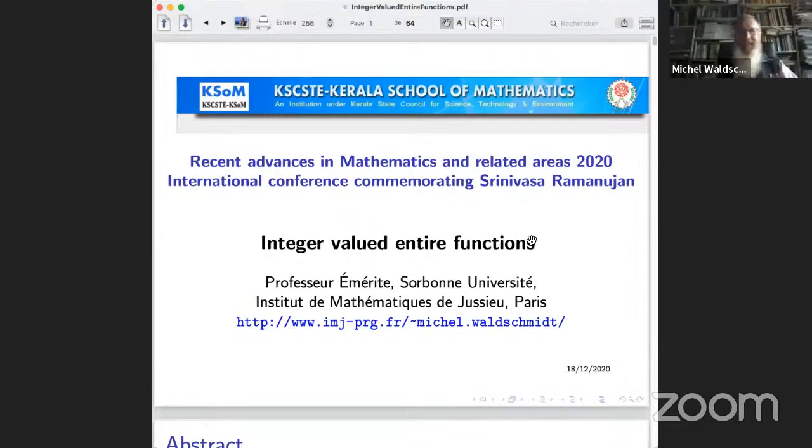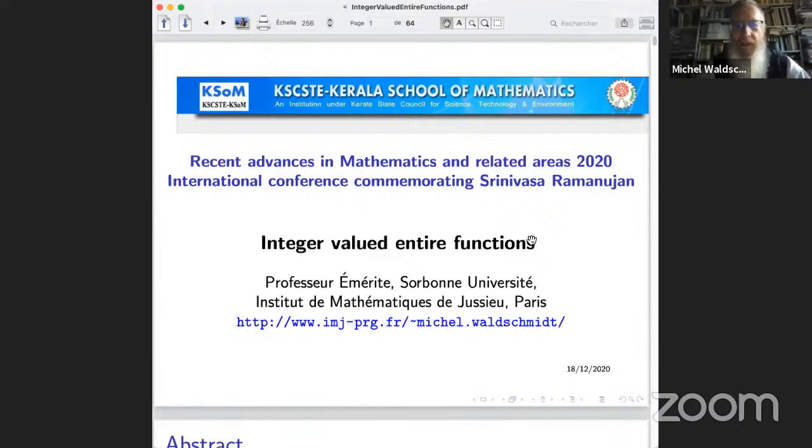So I am very thankful to the organizers and especially to Kalyan for this invitation to give a talk in this conference. And I take this opportunity to congratulate Kalyan for being the new director of the Kerala School of Mathematics. It is a superb institute that I visited several times, and I like very much the place. I am very sorry that I cannot be with you physically, but I am glad that I can participate in this conference.